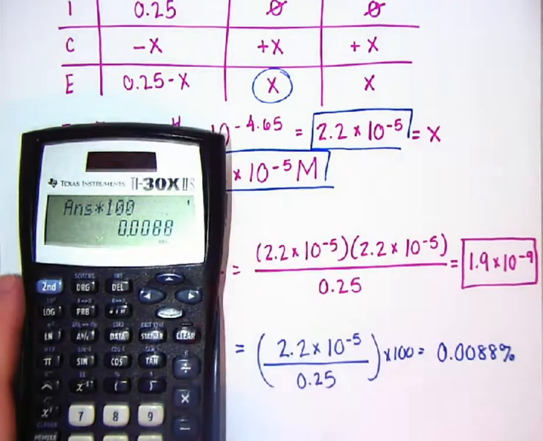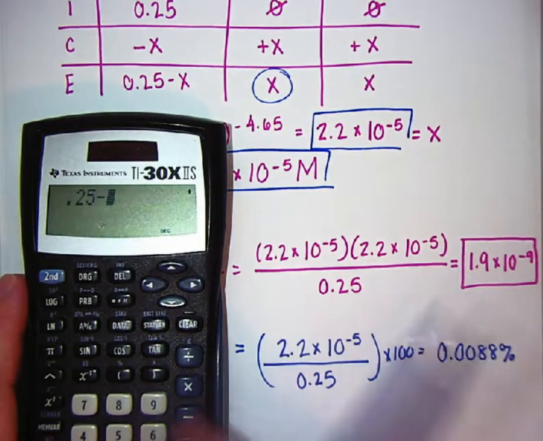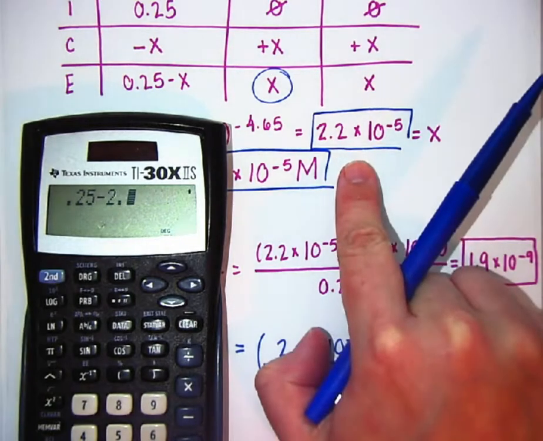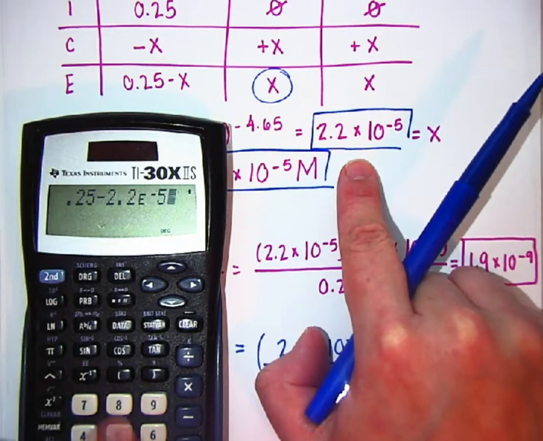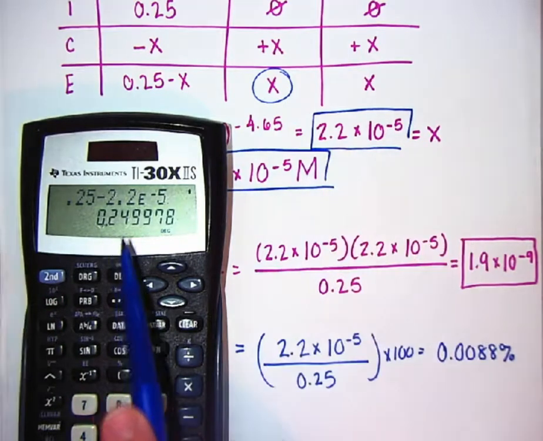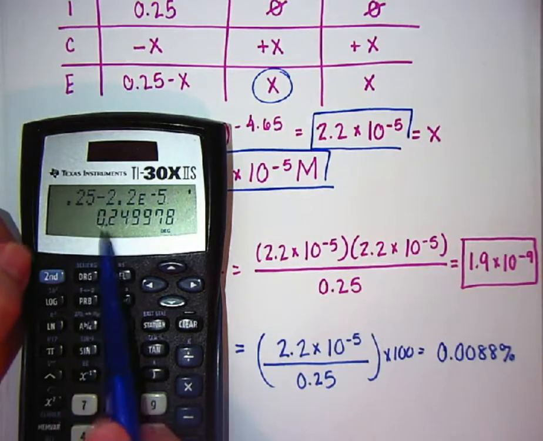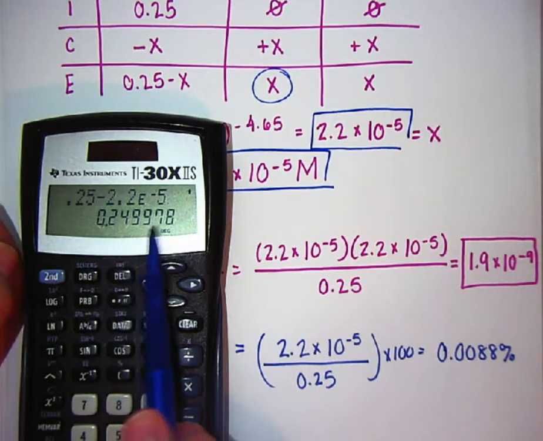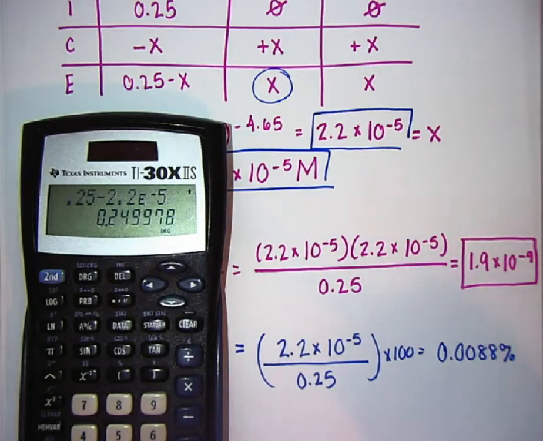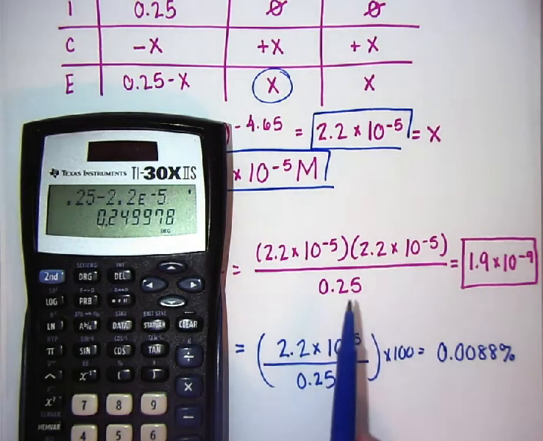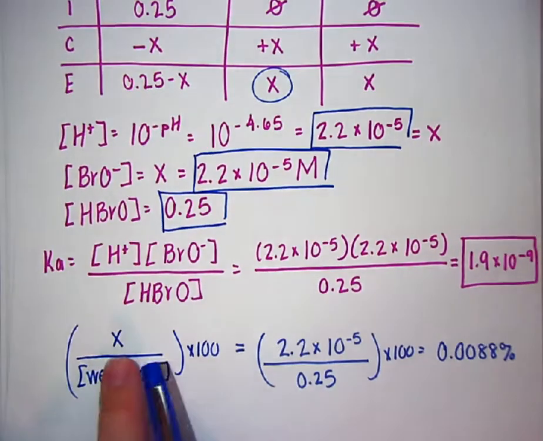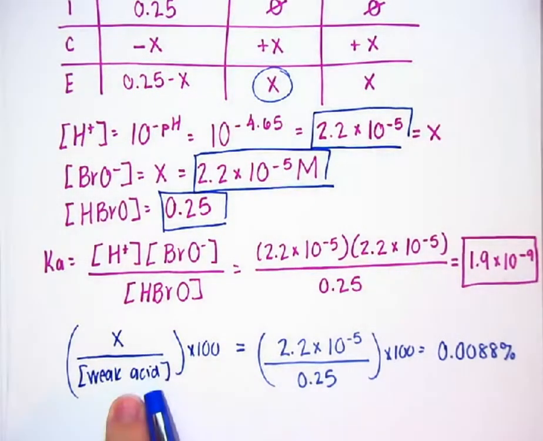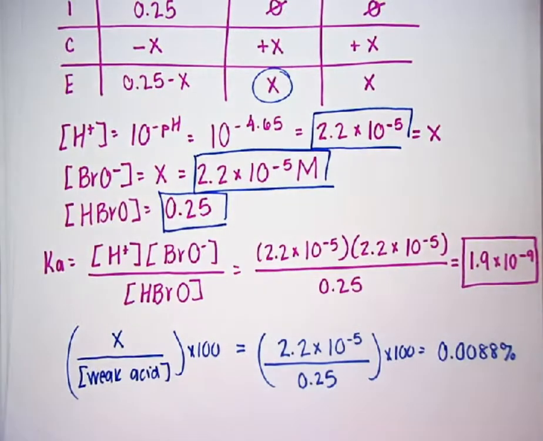Let's look at what happens if we didn't drop X. 0.25 minus X. Is there much difference between 0.25 and 0.249978? No, those numbers are so small. Since they're so small, it's not going to make much of a difference. So again, we could drop X, assume X is negligible, if X divided by the concentration of the weak acid times 100 is less than 5%.